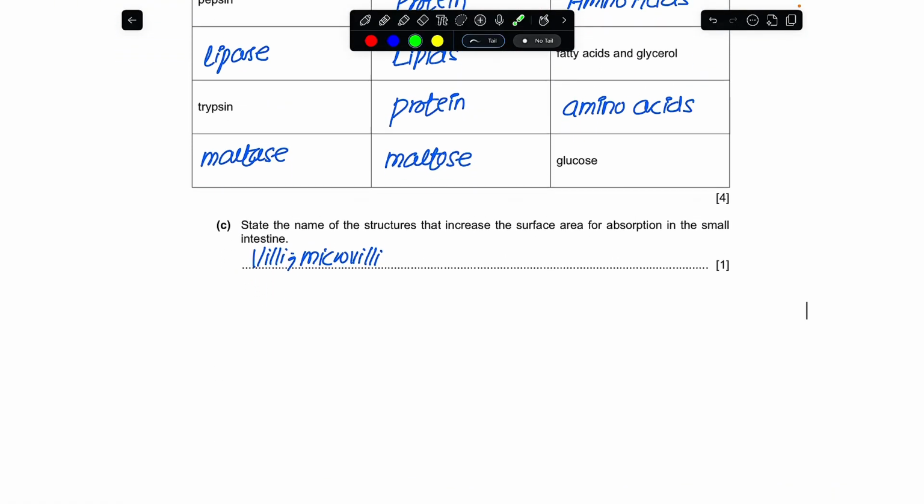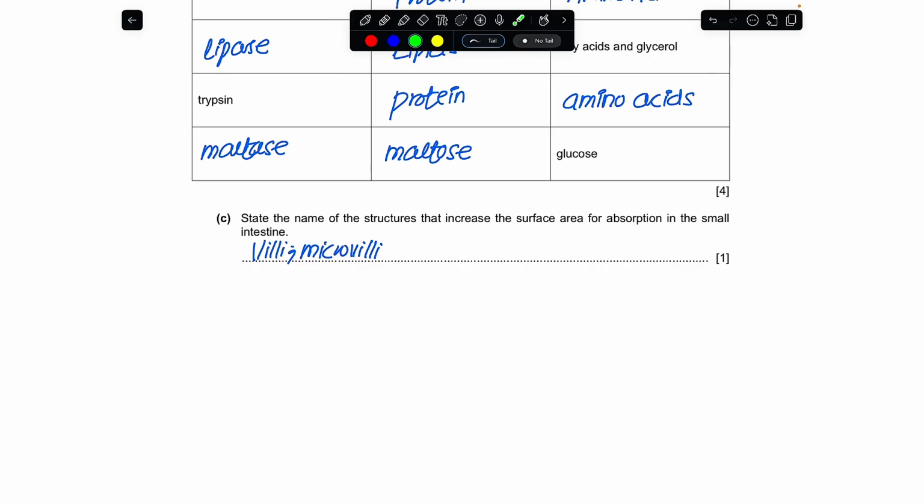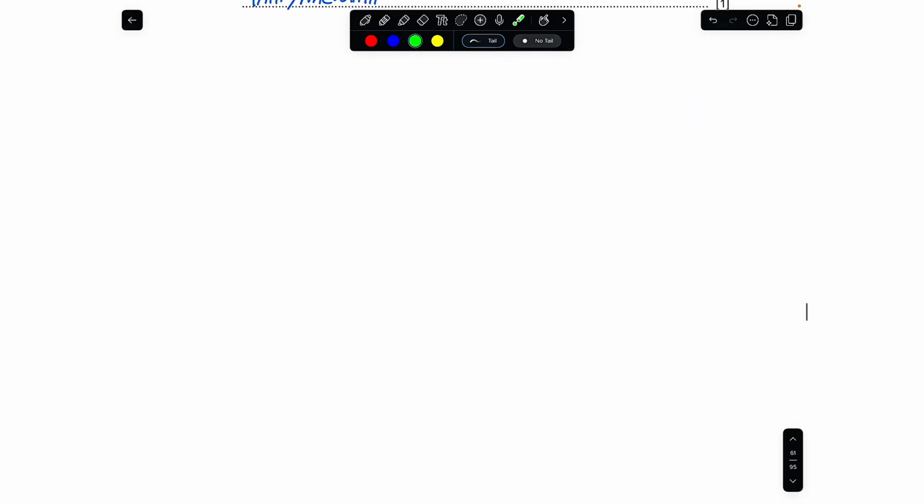If we talk about the C part, they want us to name the structure that increases the surface area for absorption in the small intestine. So you have the choice of writing either villi or microvilli.